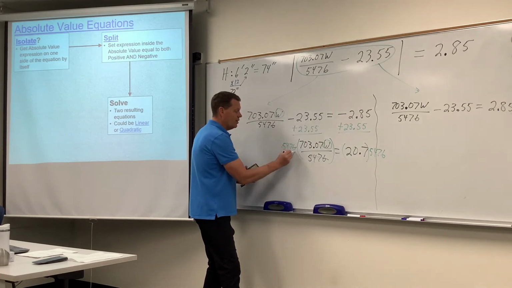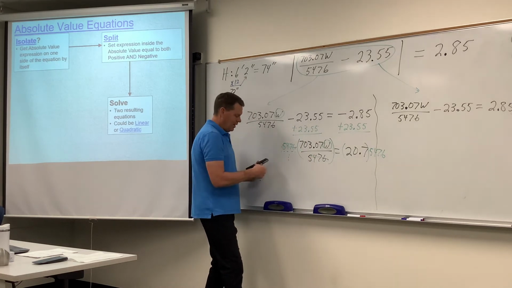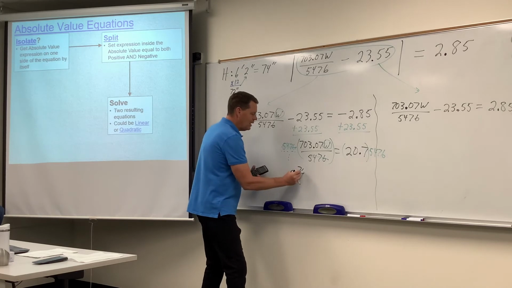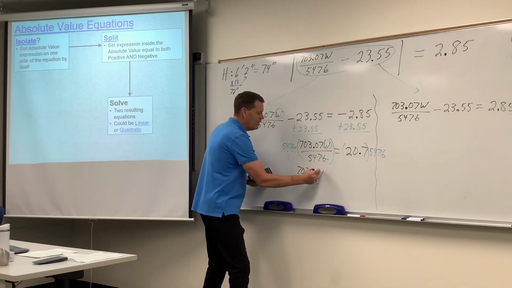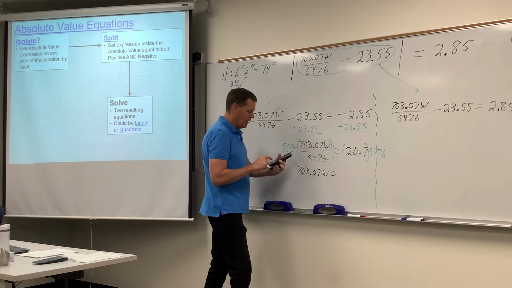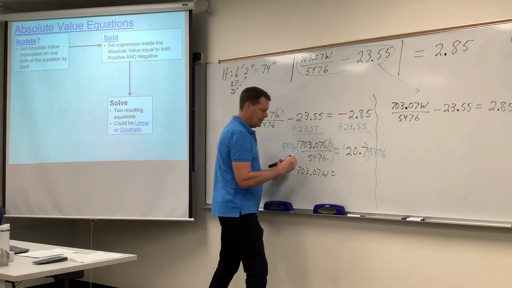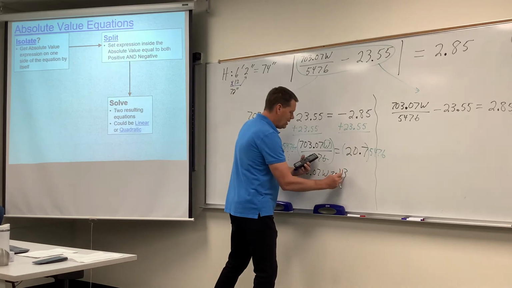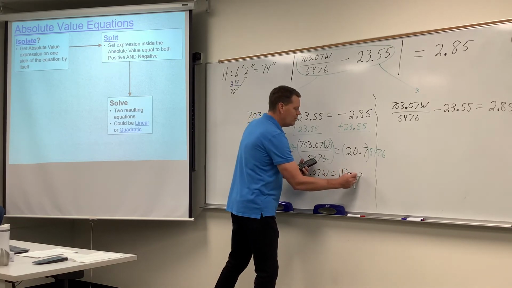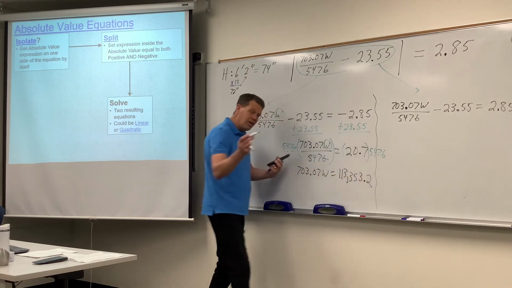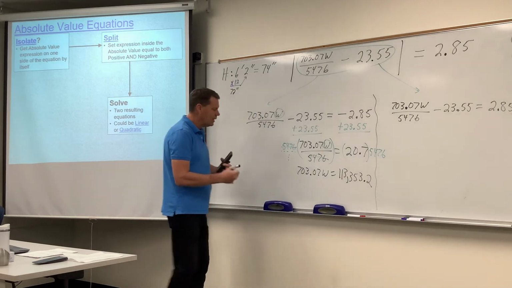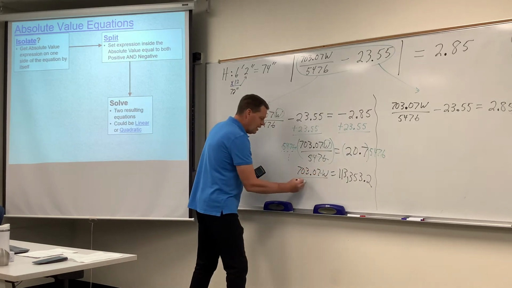You've got to remember this is over 1, right? Cancels. So we're left with 703.07w equals, and then that 20.7 times 5476 is 113353.2. I invite you to hit pause if you ever need to, if I get going too quickly. But this is mechanical stuff here now.